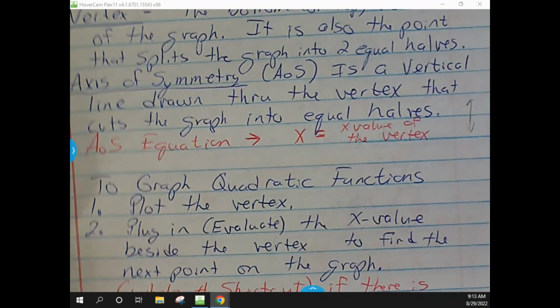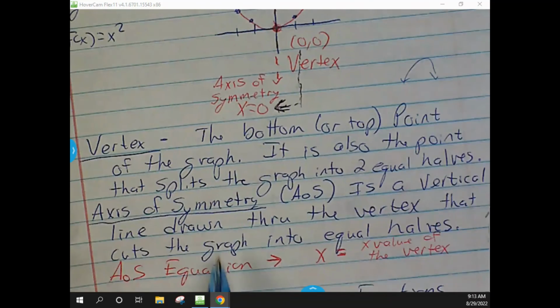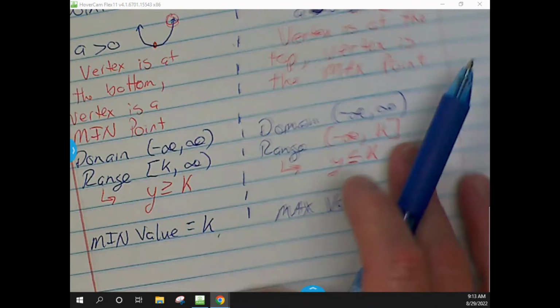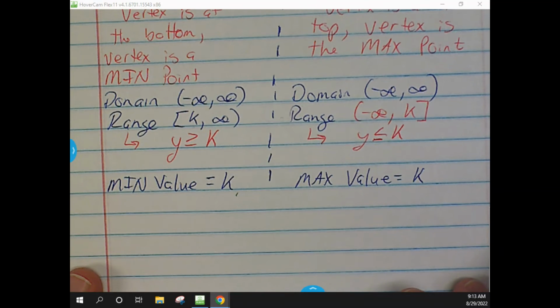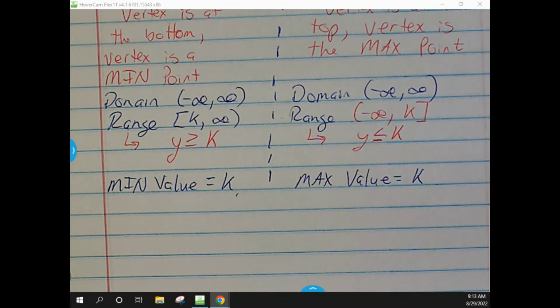Where did we talk about that? Oh, back here, the axis of symmetry. The x value is always the axis of symmetry. Basically, everything here, when we talk about domain and range and max and min values, that's going to be your y value. Okay. Yep, the axis of symmetry is always the x value. The max or min is always the y value.